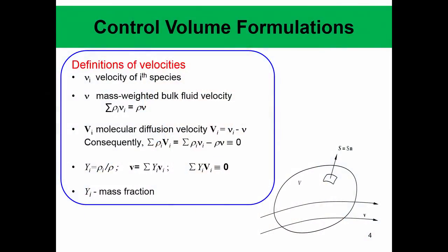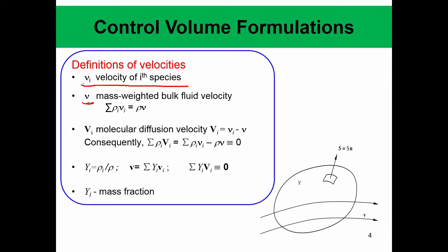Now first we need to understand the definitions of the velocities, because in combustion, the difference from fluid mechanics is that we not only involve reactions but we also involve multiple species, it is not one kind of fluid. So vi is the velocity of the ith species, and this small v is the mass weighted bulk fluid velocity. This v is essentially the velocity that we are familiar with, the mass weighted bulk fluid velocity with which the entire fluid is moving.